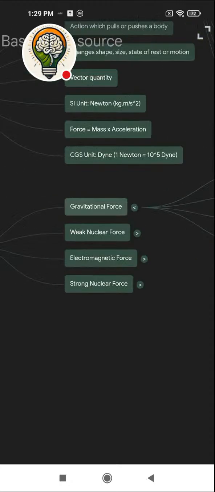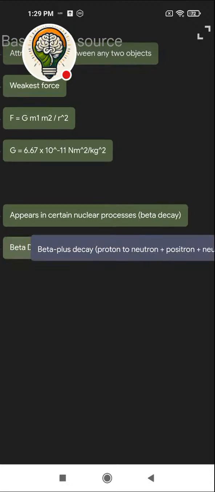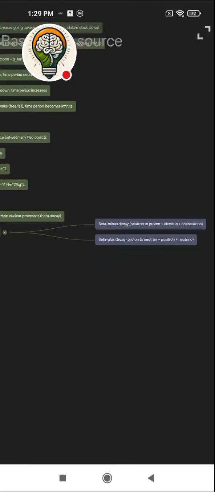Then the weak nuclear force, which appears in certain nuclear processes like beta decay. In beta minus decay, a neutron becomes a proton plus an electron plus an antineutrino, or in beta plus decay, a proton becomes a neutron plus a positron plus a neutrino. So beta minus decay is neutron to proton, and beta plus decay is proton to neutron.